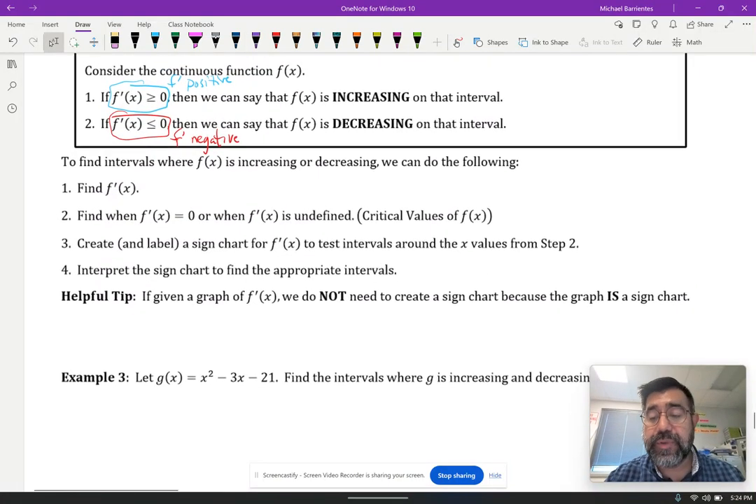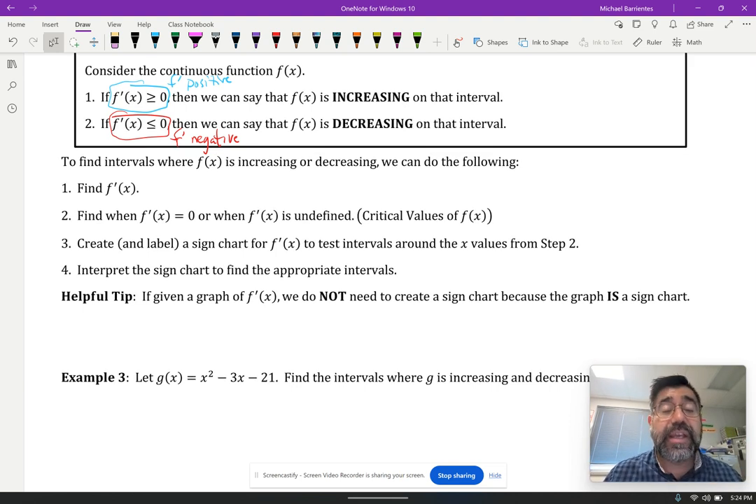Alrighty, my good people. So now let's put those two ideas together. We know that a function is increasing when the derivative is positive. We know the function is decreasing when the derivative is negative. And we now know that critical points tell us where the derivative is equal to zero or undefined. And those are the places where it could change from increasing to decreasing, and provide us some insight into maximum and minimum points on the graph.